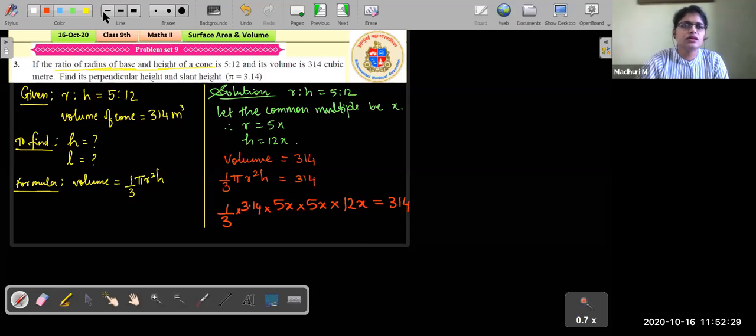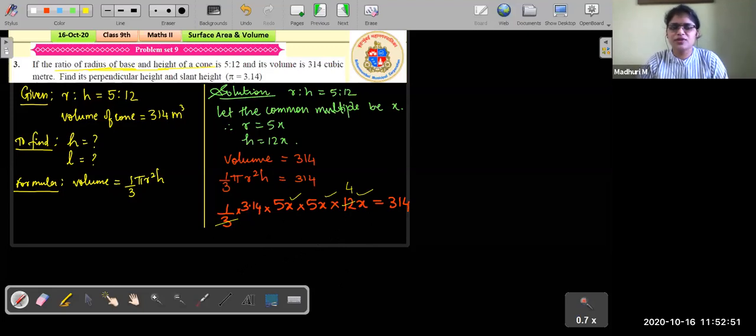Right, students? What will be the next step now? You can see there are how many x's? 1, 2, 3. 3 x's. So that will be x cubed, right? Also, we can cross out this 3 with this 12. That will be 4, correct? Now, others who are very confident on calculations, you can go ahead and try out the calculations, okay?